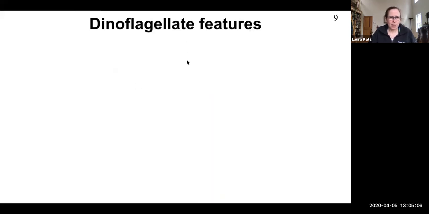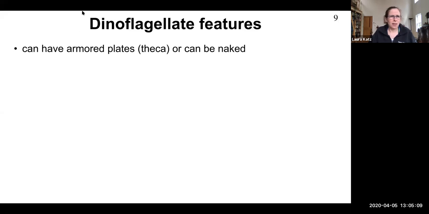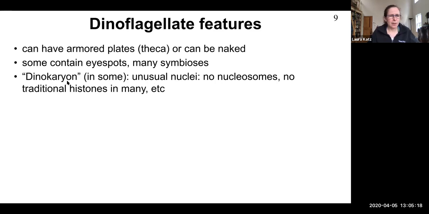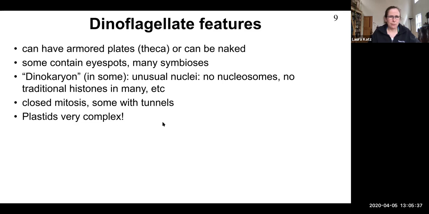What are the features of dinoflagellates? Dinoflagellates can have armored plates, or be called thecate. Some have eye spots. Many are involved in symbioses. I'll say a bit about this in a little bit. They have strange nuclei called the dinokaryon. They lack nucleosomes. Some lack traditional histones. Some have their DNA in a liquid crystal form. We don't really know much about that. They have closed mitosis, and this is the clade where they have those crazy tunnels that I showed you in an earlier lecture. Plastid history is very complex, and I'll say a few more words about that.